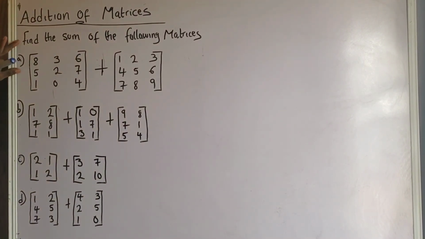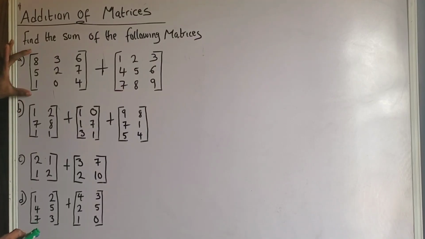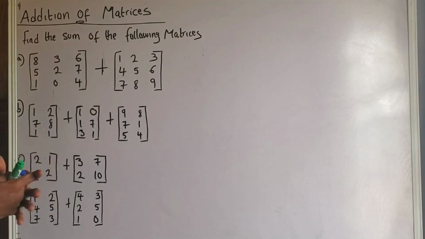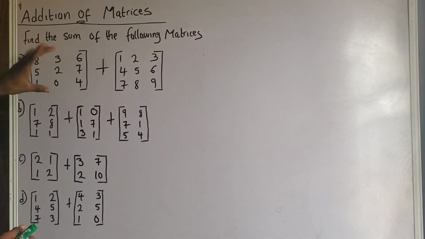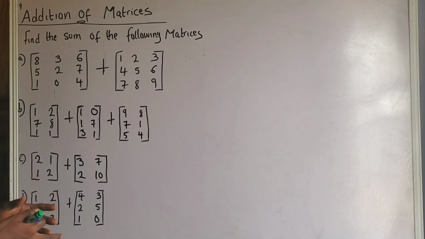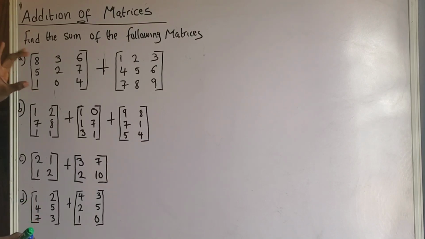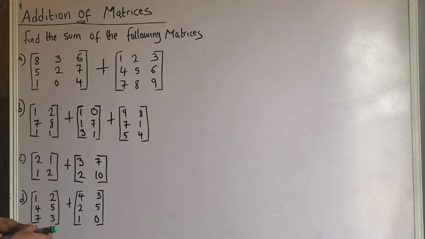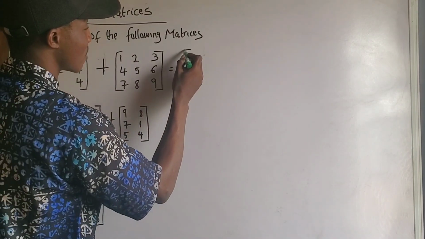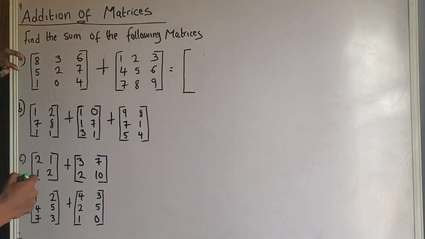Let's start with the first question. We are asked to sum these matrices together. You can see that they have the same order, right? The order of this matrix is 3 by 3, and the order of this matrix is 3 by 3 as well. So we can sum them together. For this, I'm going to create a big one.